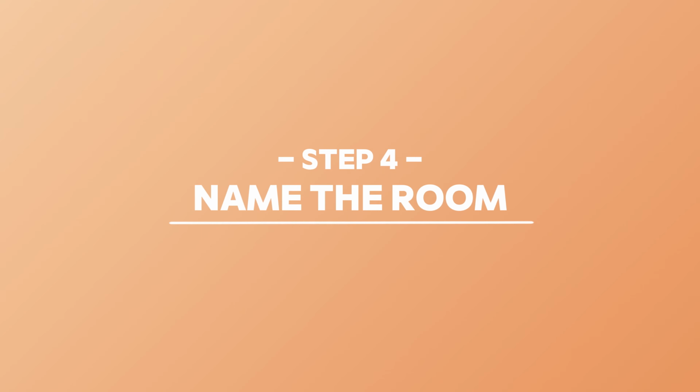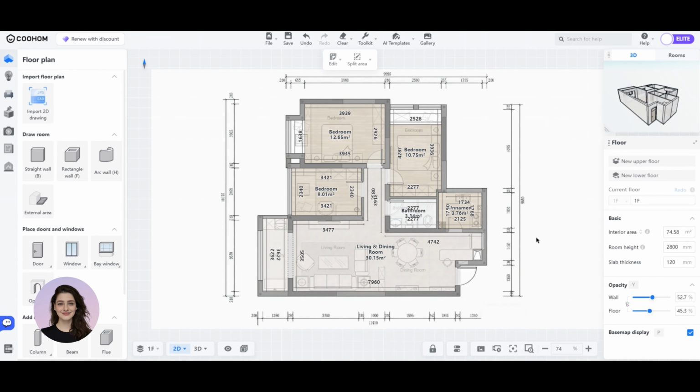Step 4. Name the room. After the wall is adjusted, you can name the room. Note that rooms are only generated in closed areas. You need to check if all areas are closed.